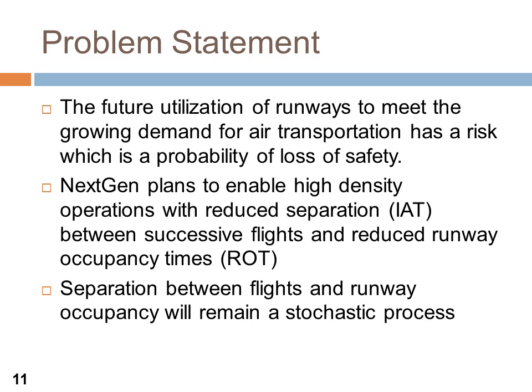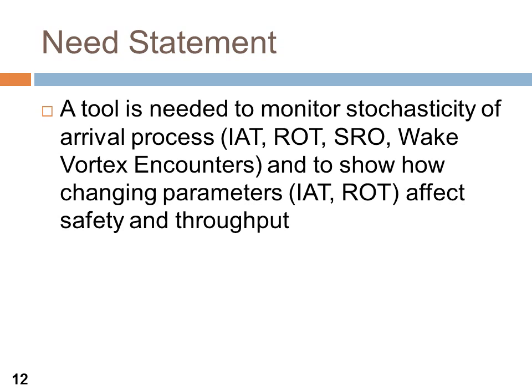Our problem statement reads that the future utilization of runways to meet the growing demand for air transportation has a risk, which is a probability of a loss of safety. Therefore, a tool such as ROQA is needed to monitor the stochasticity of the arrival process and show how changing parameters of the IAT and ROT distributions affect safety and throughput.